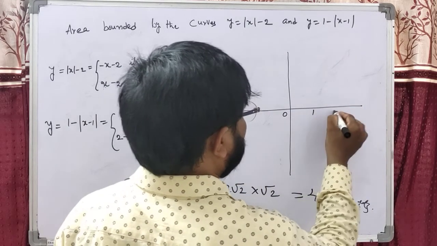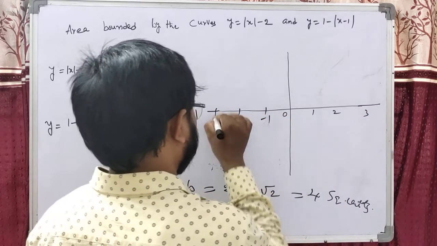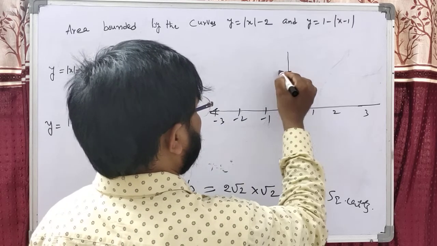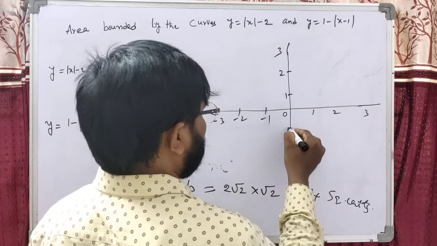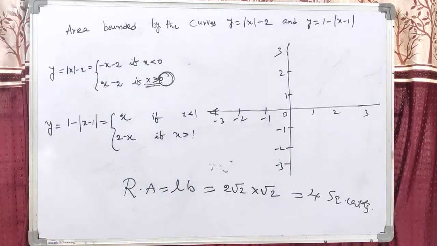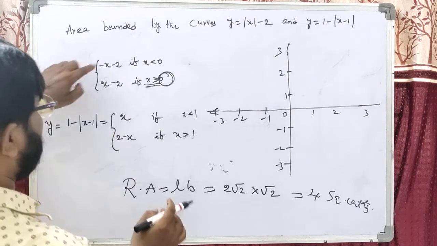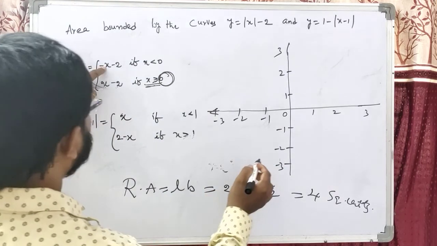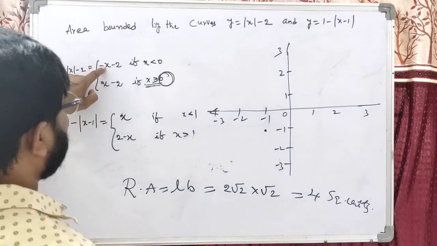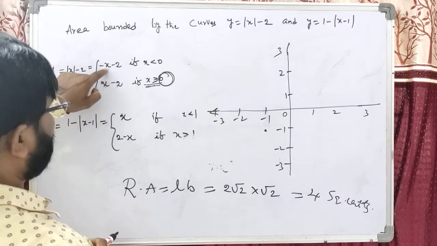0, 1, 2, 3, this is minus 1, minus 2, minus 3. 1, 2, 3, minus 1, minus 2, minus 3. Dear students, first you can draw the graph of this one. When x is less than 0, we put minus 1, minus of minus, plus 1. Okay students, when x is less than 0, directly we take minus 1 like this. That is the minus 1.